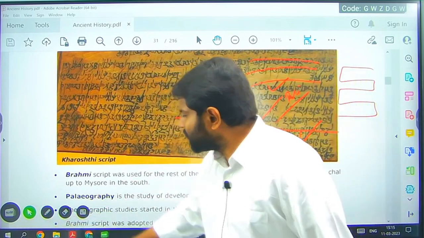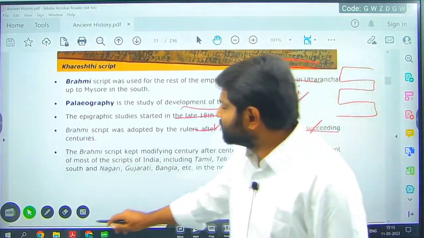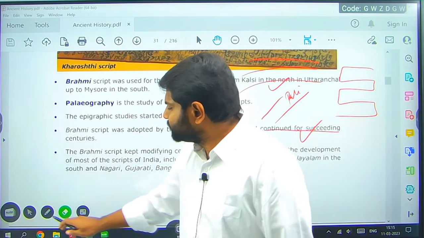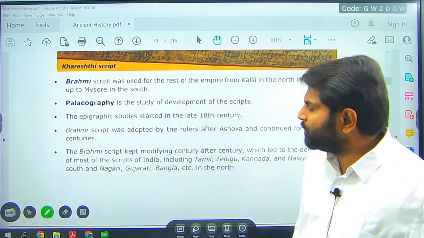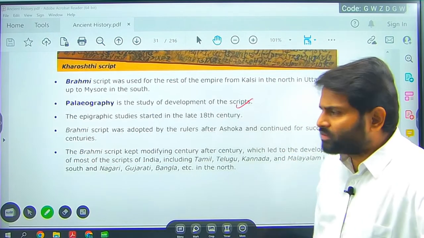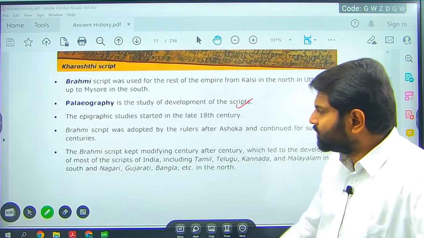Brahmi script was especially used from Uttaranchal up to Mysore in the south, right, from Uttaranchal to the south. Paleography is the study of the development of scripts. So you can see Kharosthi is there, Brahmi script is there, Pali is there, right?